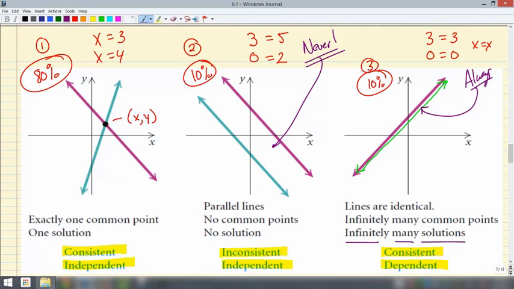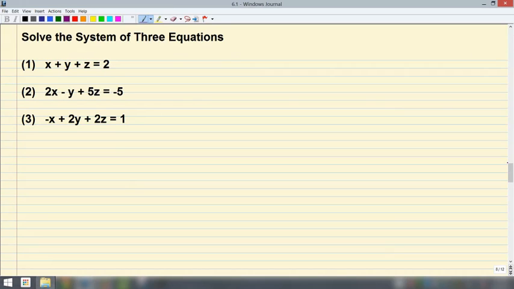So 80% of the time you're going to see situation number 1. So get used to it. But every once in a while, just to keep you on your toes, we're going to throw a number 2 and a number 3 at you, just to make sure that you understand what's going on, that you can recognize parallel lines or the same line. If 2 is good, 3 is better.